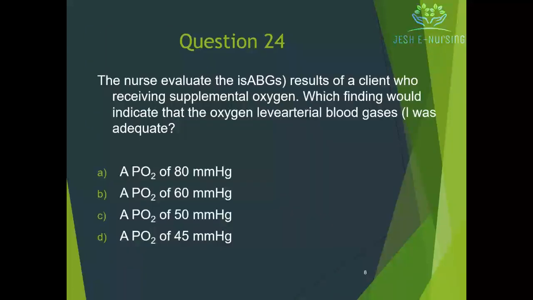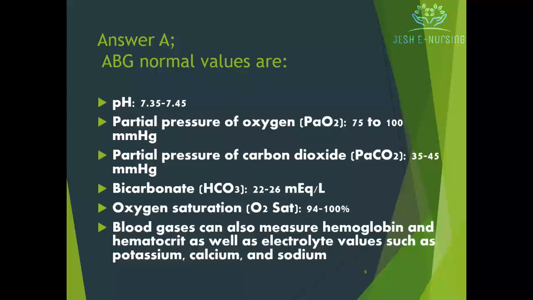Question number 24. The nurse evaluates the ABG results of a client who is receiving supplemental oxygen. Which findings would indicate that the oxygen level of the arterial blood gas is adequate? Here there are 4 answers given. Always know the normal partial oxygen value from the ABG, arterial blood gas analysis. You should know the normal values of ABG.